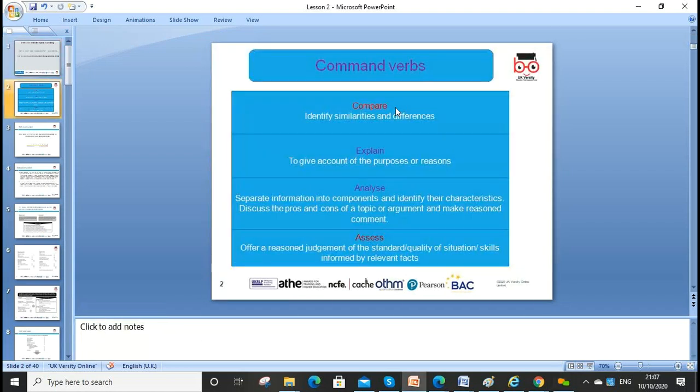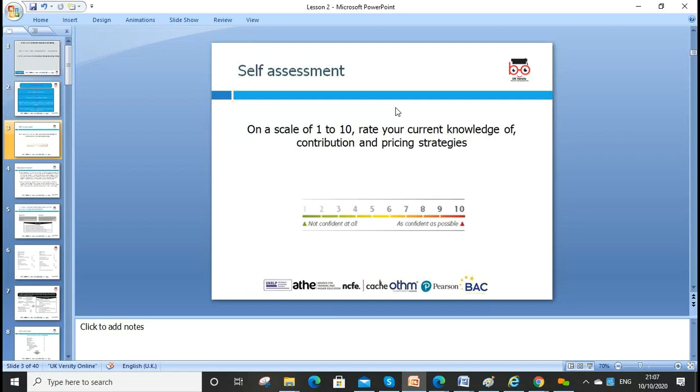We have compare, explain, analyze, and assess, so that's what we'll go through. In lesson one, you also learned about contribution and pricing strategy. Further, we'll enhance this in LO2, which is quite linked with LO1 as well. So you can rate yourself on your knowledge about contribution and strategies, 1 to 10. What do you know about pricing strategy?